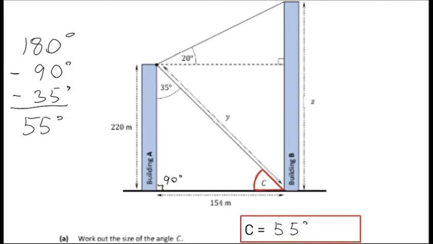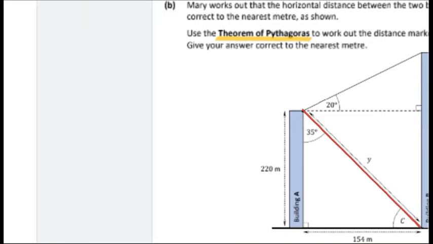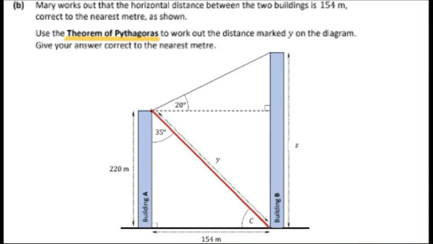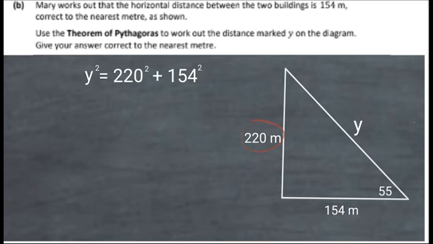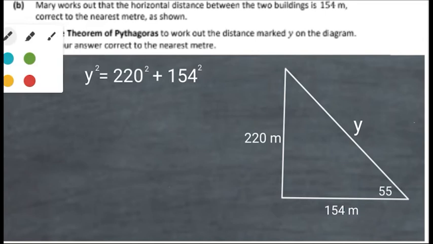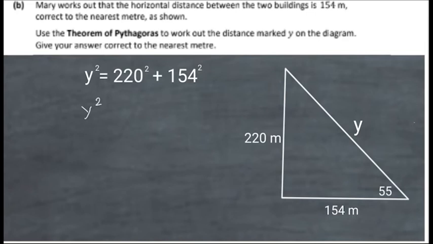So far so good. On to part B now, and we have to find the hypotenuse of the right angle triangle down here. So we have to coordinate everything together with the Pythagoras formula. The hypotenuse squared is equal to the sum of the opposite two sides squared. So we have it there. Let's compute it out. We'll have y squared is equal to 220 squared plus 154 squared, which is a total of 76,112.